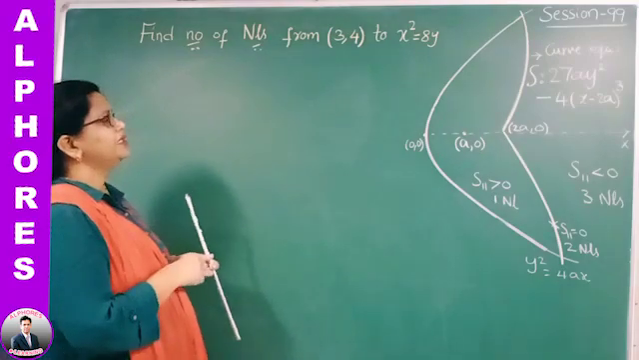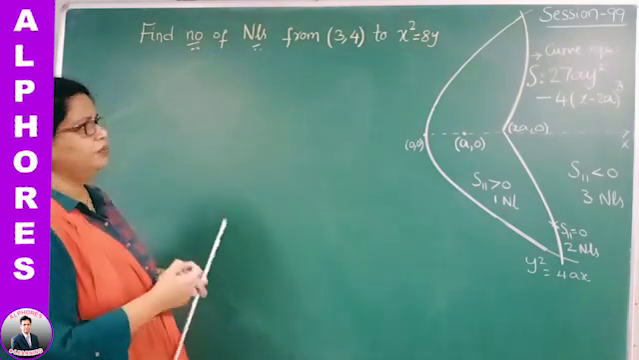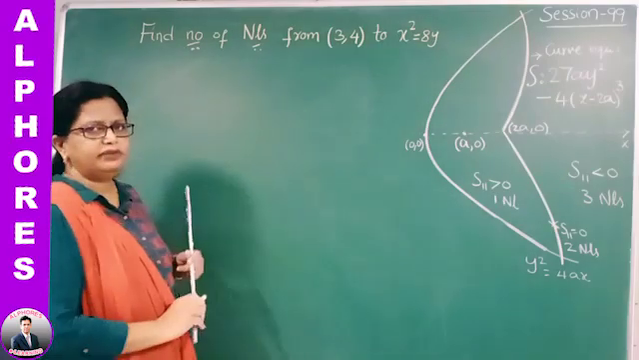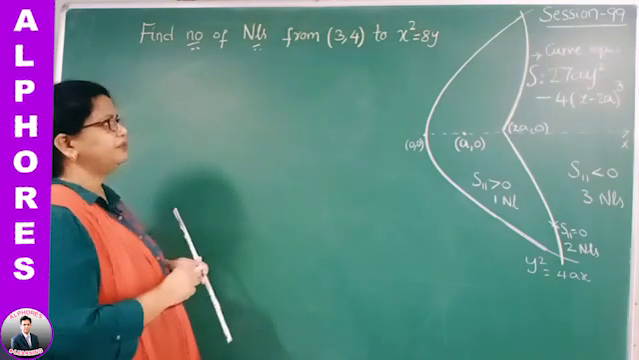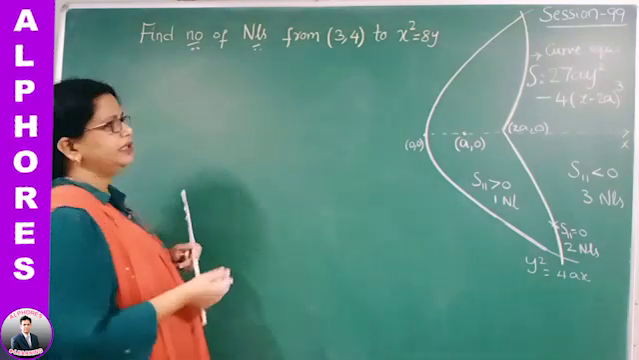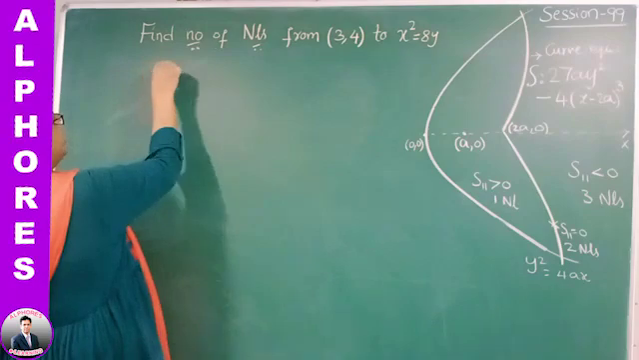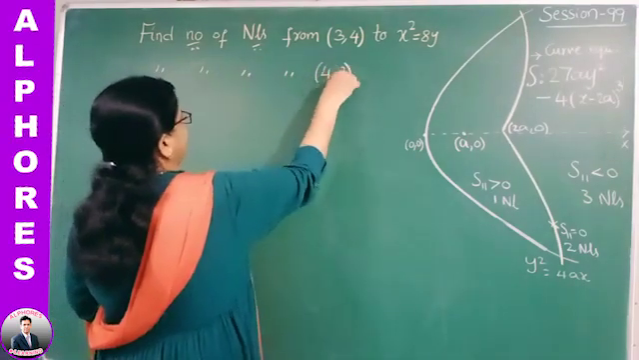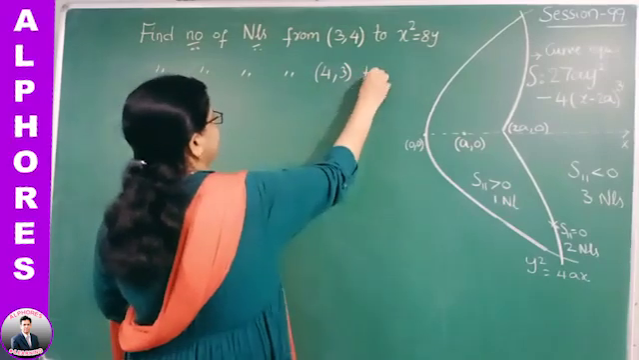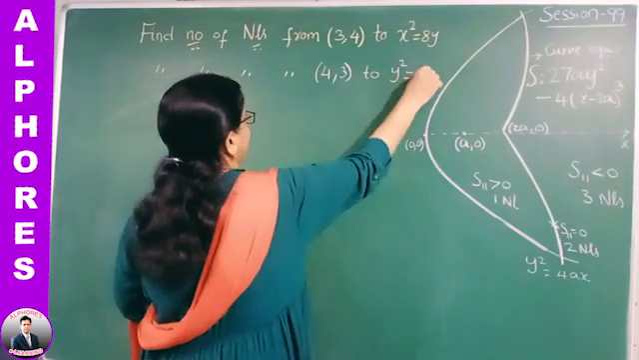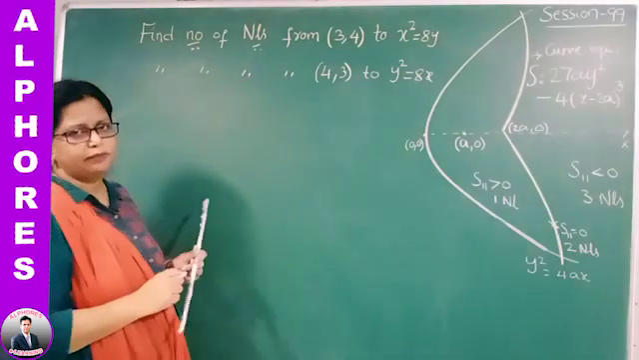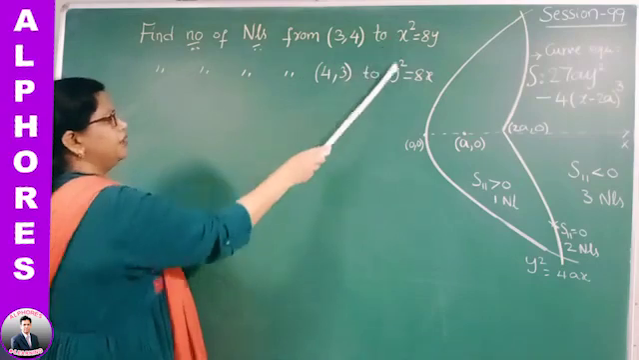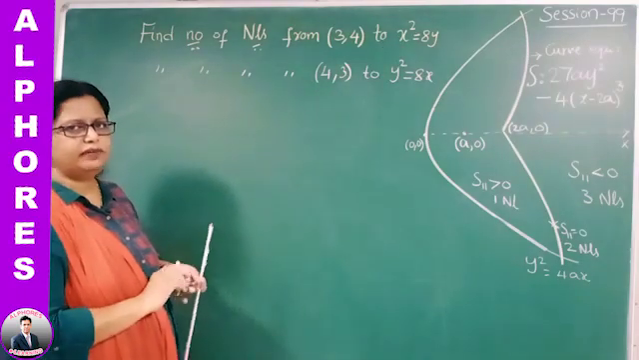As far as we require the number, we know these two types of parabolas are images of one another with respect to the line y equals x. Therefore, the same problem can be converted this way: find the number of normals drawn from (4, 3) to y squared equals 8x. Both problems are one and the same, because these two curves are images of one another with respect to y equals x.